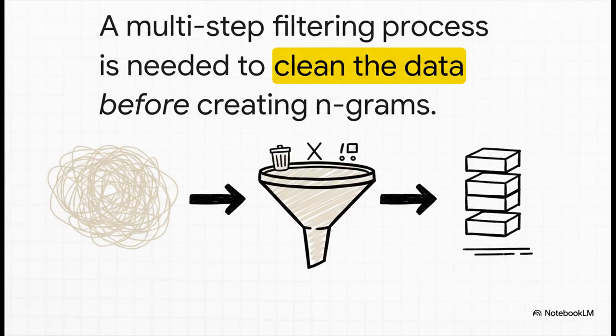So the crucial point here is this. You can't just throw raw text at an algorithm and expect good results. It's just not going to happen. You need an intelligent, multi-step process to clean and prep the data first. You've got to strip out the junk, handle the punctuation, recognize where sentences begin and end. This pre-processing step is absolutely vital.